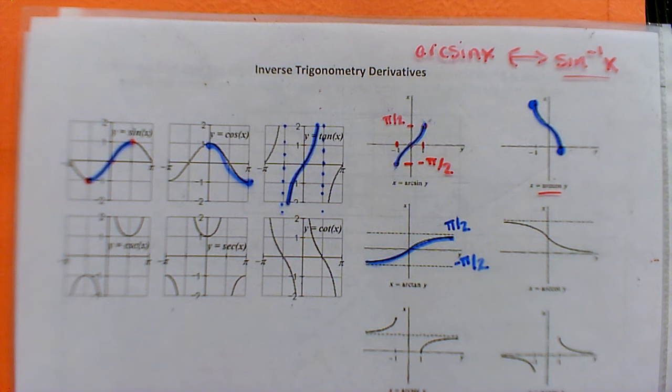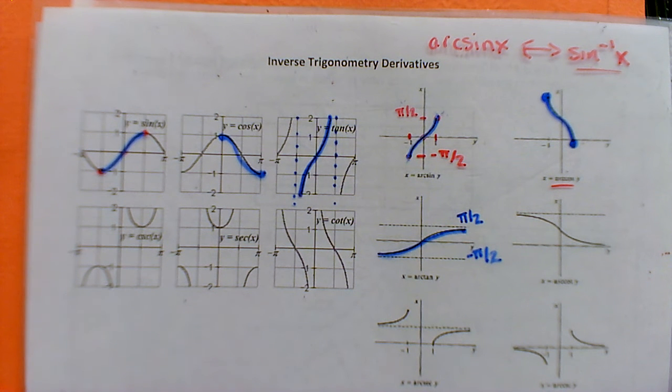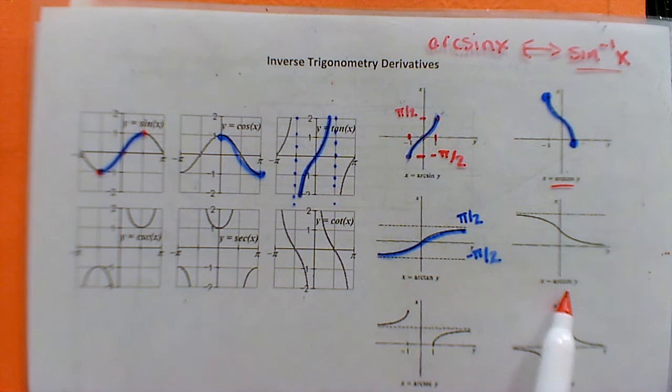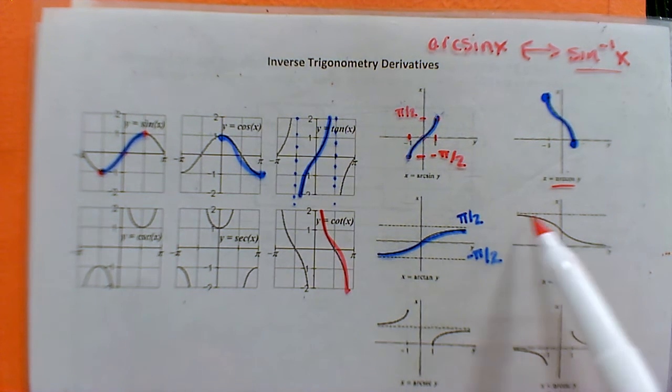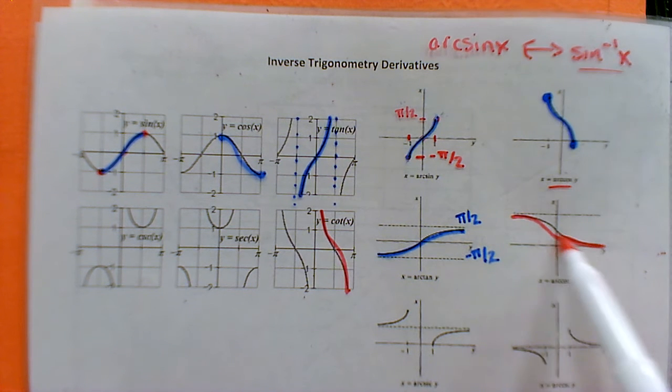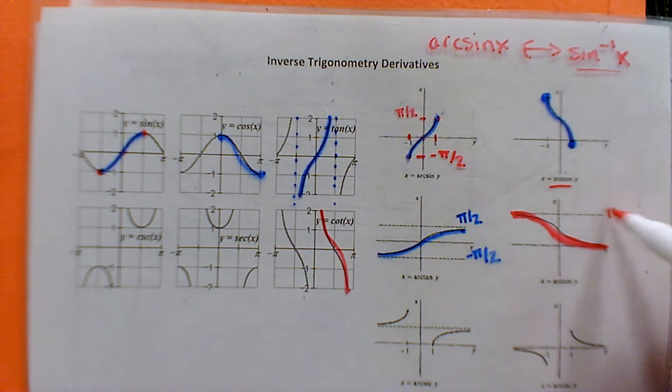Do these kind of look familiar? Maybe, slightly, maybe, maybe not. Okay, we're not going to be spending too much time on graphs. I just want to show you where these inverse trig graphs come from. For arc cotangent, we're taking this section and flipping it, so that would look like this inverse graph. This one, though, has asymptotes at pi and 0.